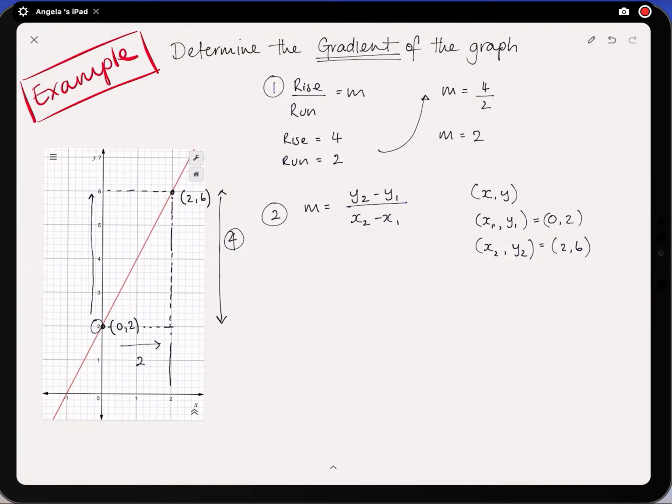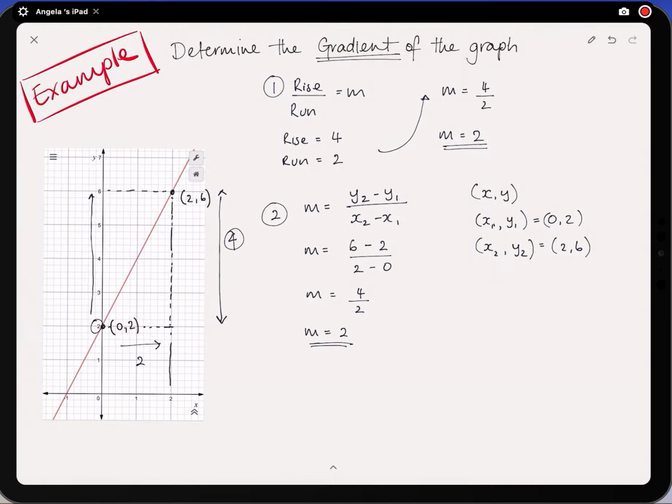So substituting these into the equation, I'm going to have 6 minus 2 over 2 minus 0, and m is going to be 4 divided by 2, thus giving me m equals 2. So again, you can see that regardless of the method we've used, m is equal to 2.